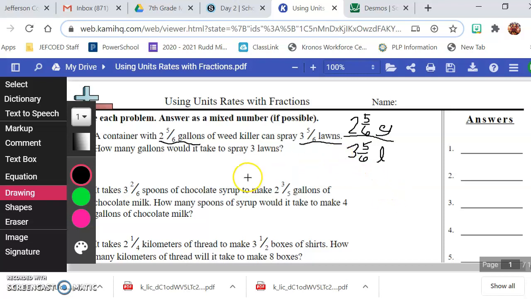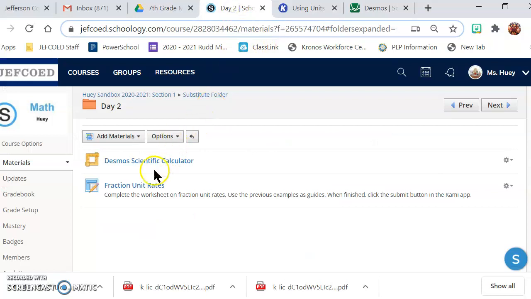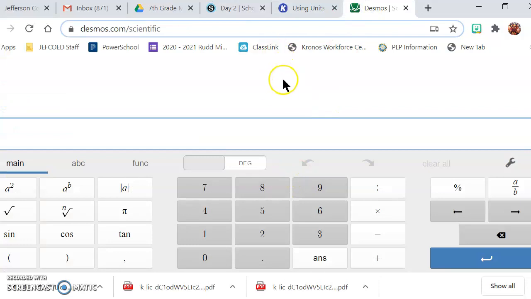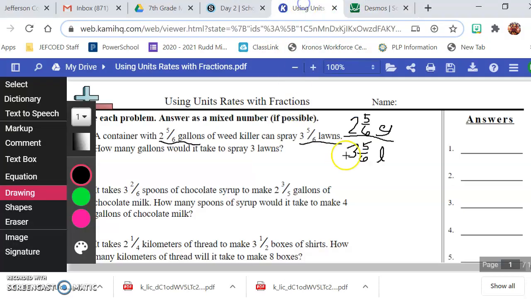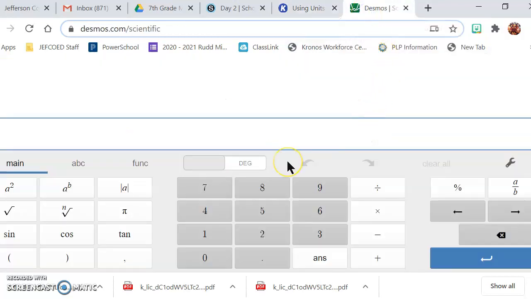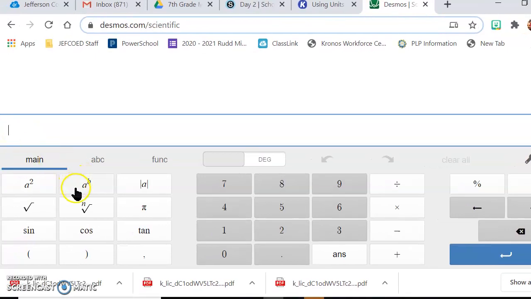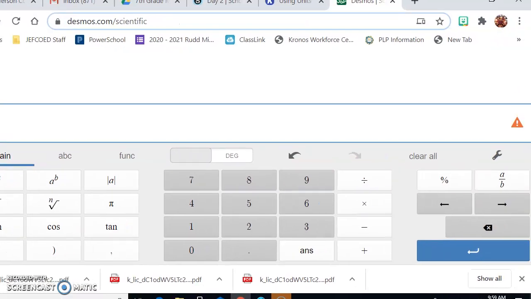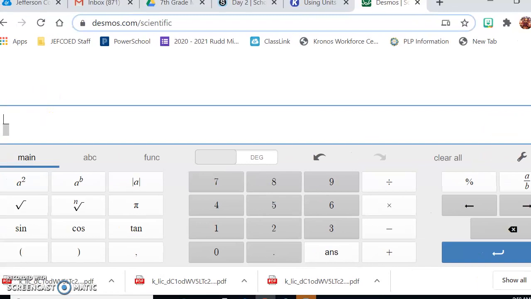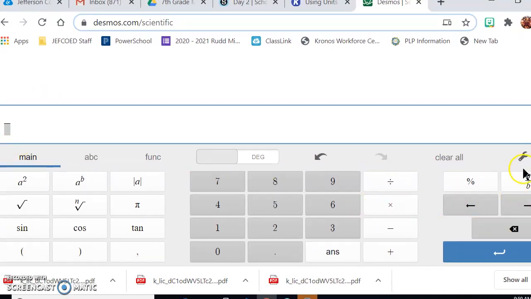So you're going to come into your tool of Desmos Scientific Calculator, and you're going to click on that. That's going to take you to this calculator right here. We're going to put the problem 2 5/6 divided by 3 5/6 into the calculator to see what we get. Now with this calculator, I'm going to pull it back so you can see it. With this calculator, you want to do the fraction first.